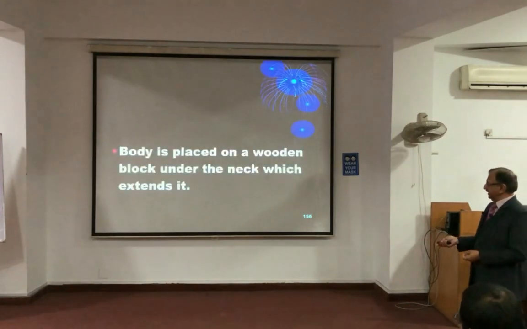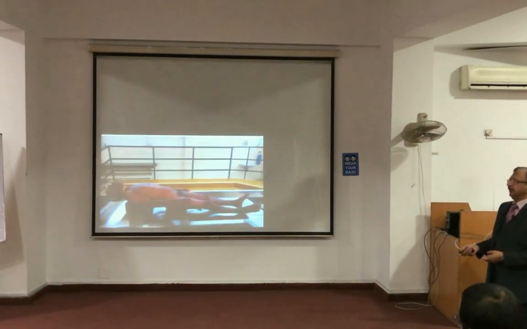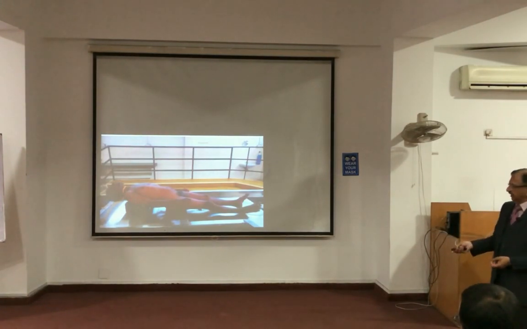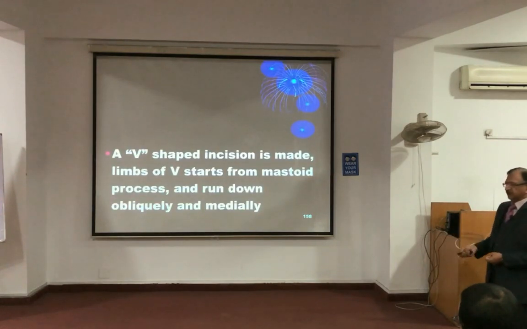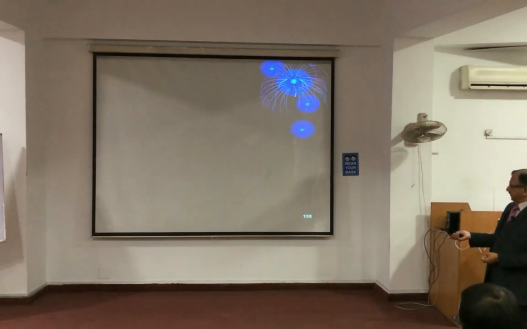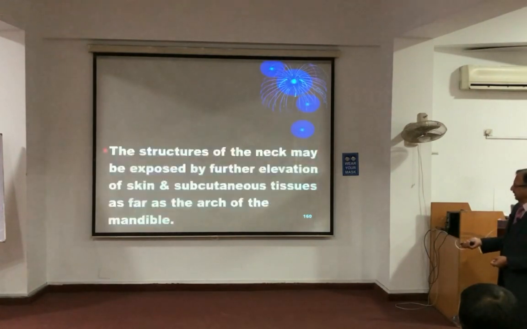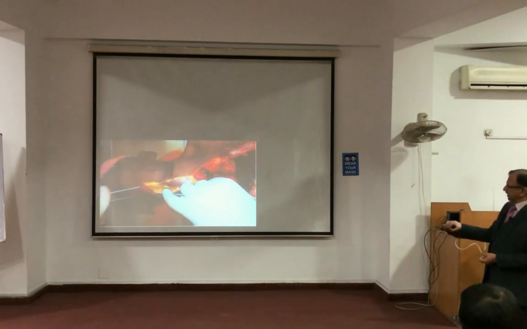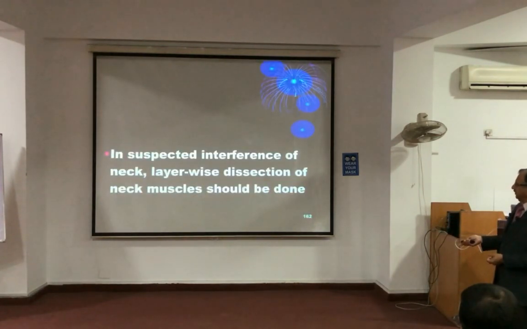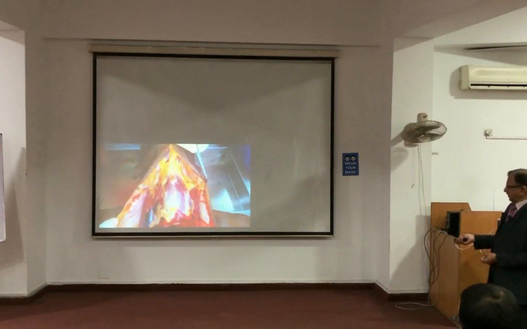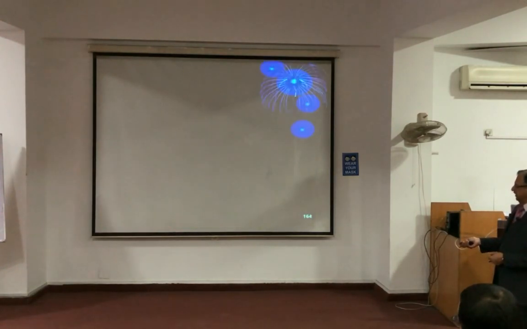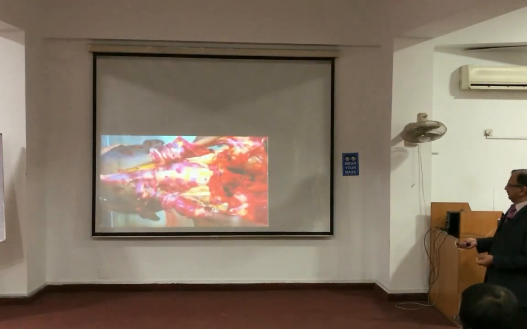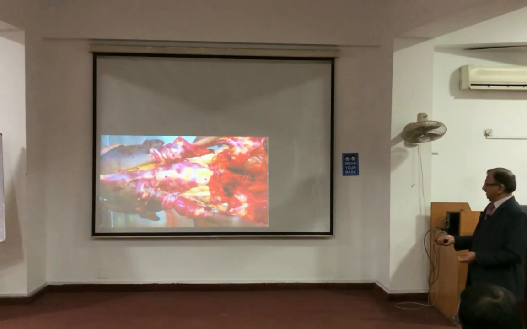Then for the neck, you extend the neck by placing a wooden block under the chest. Now the neck will be extended, and now you can apply the incision, either the V shape or the Y shape or the I shape, whatever you require. This is the I shape incision being made, starting from the chin, going down, and you can see the bloodless field, and you will carry out a detailed examination, layer by layer dissection, and you will examine each layer.